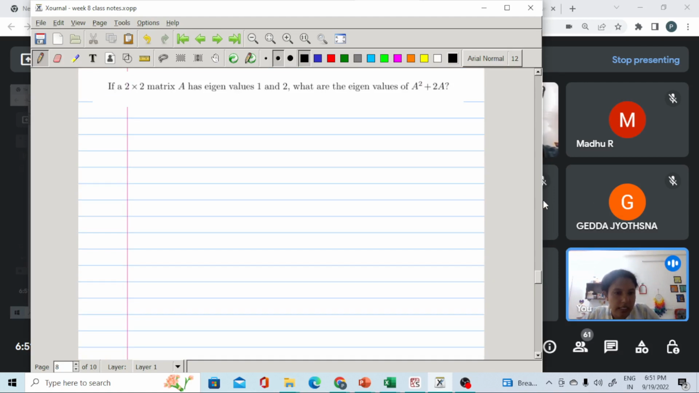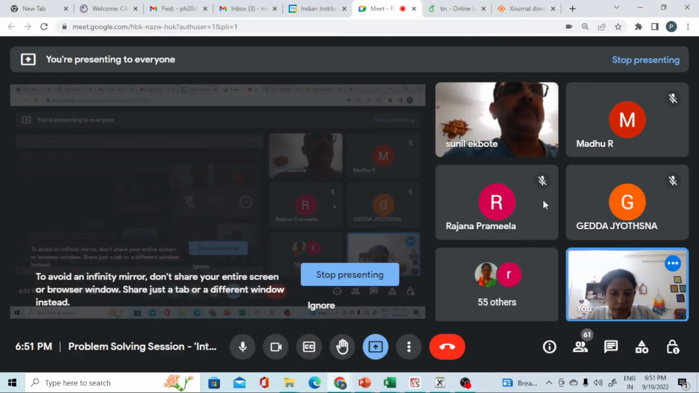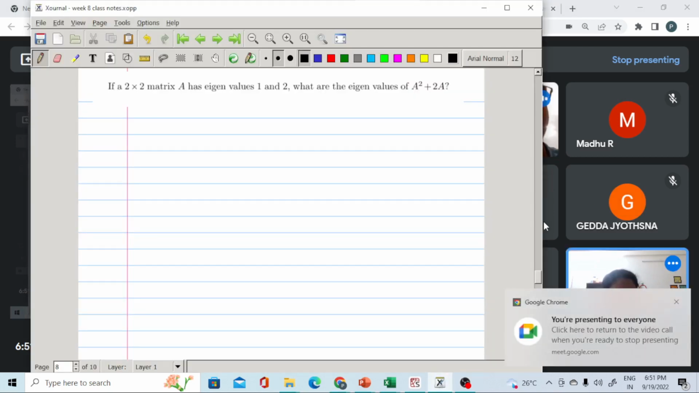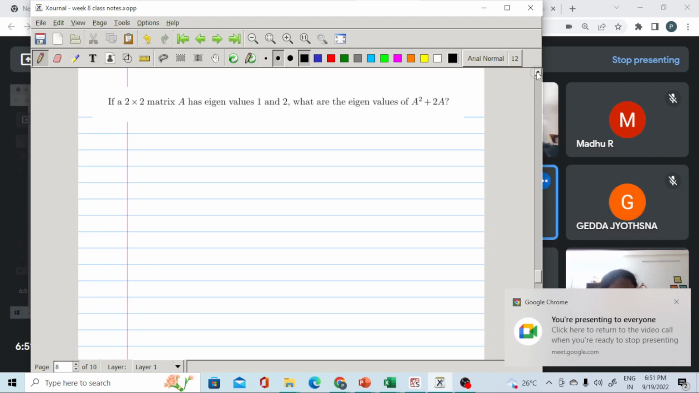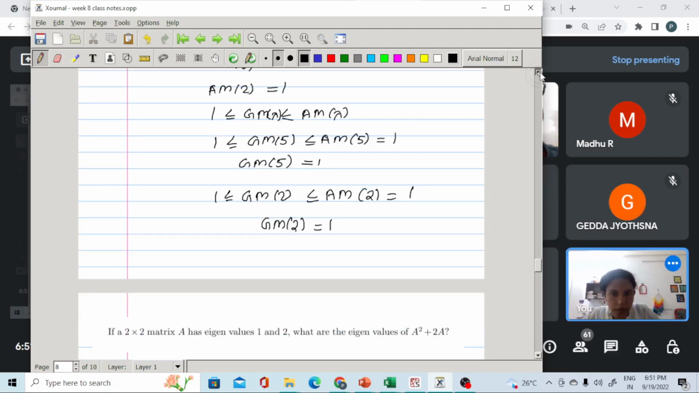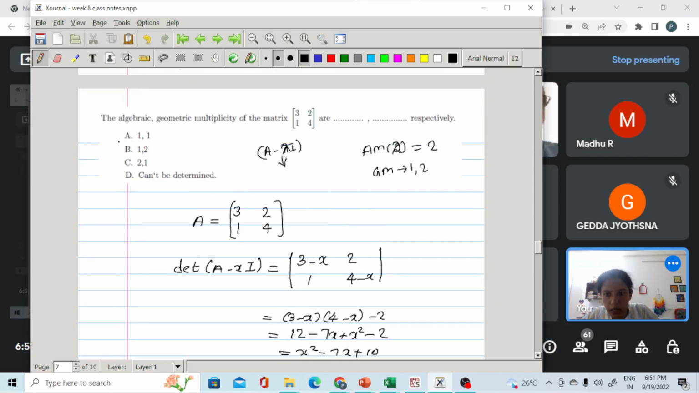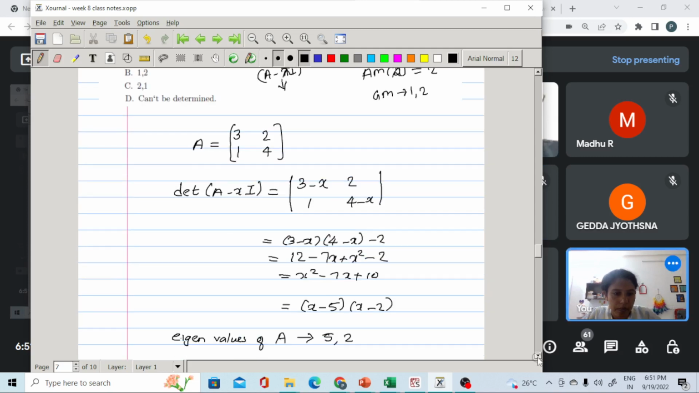So, anyone has doubt here? Any other doubt? Hello, ma'am. Yes. Answer is 1, 1. Yeah, 1, 1, because we got both algebraic multiplicity and geometric multiplicity as 1. Okay, ma'am. Thank you, ma'am.